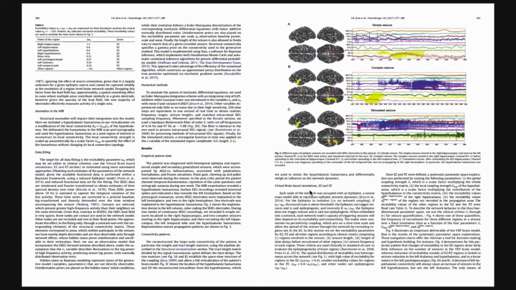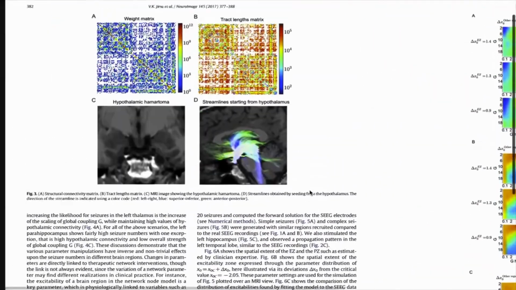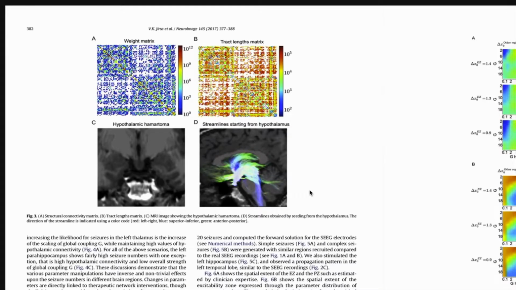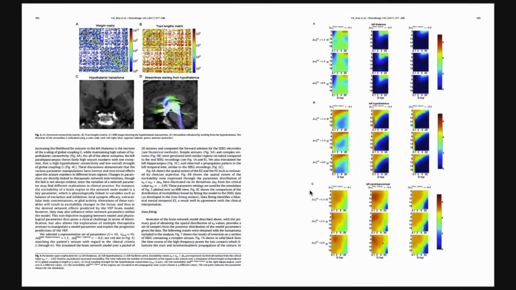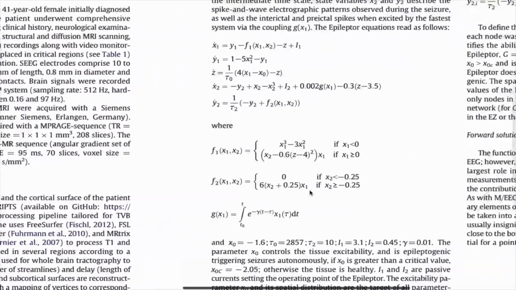So first of all, as always, we need structural connectivity to start our simulation. This is the same thing as the authors did in this article. So they scanned this patient in an MRI scan and calculated the weight and track length matrix, thereby generating the structural connectivity. This connectivity was then uploaded into the virtual brain, and each region of their network model was equipped with the Epileptor.